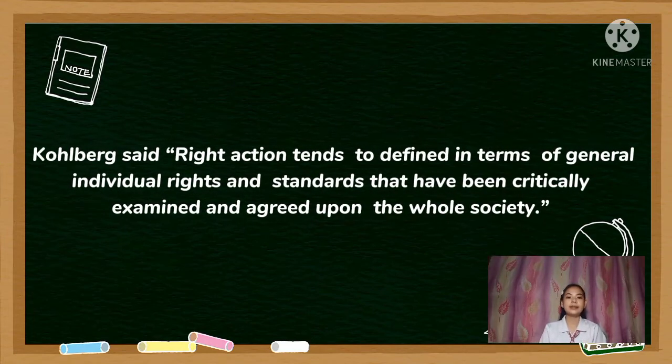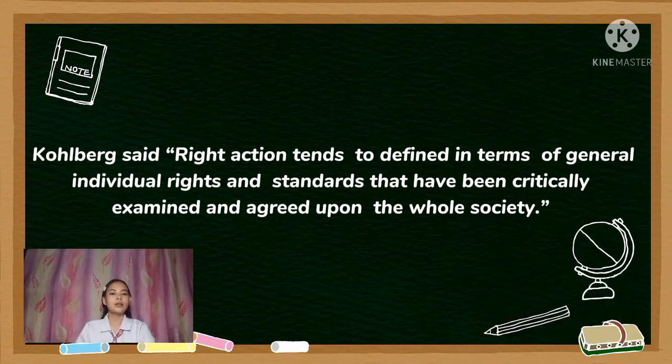Kohlberg said that the right action tends to be defined in terms of general individual rights and standards that have been critically examined and agreed upon by the whole society. So my understanding of the quotation is that in our society, we have different rules and regulations, whether constitutionally or democratically agreed upon.